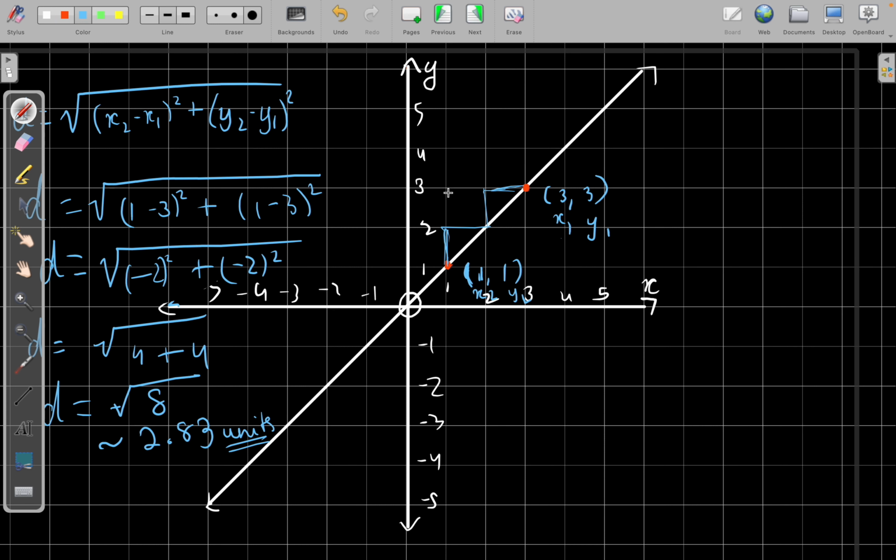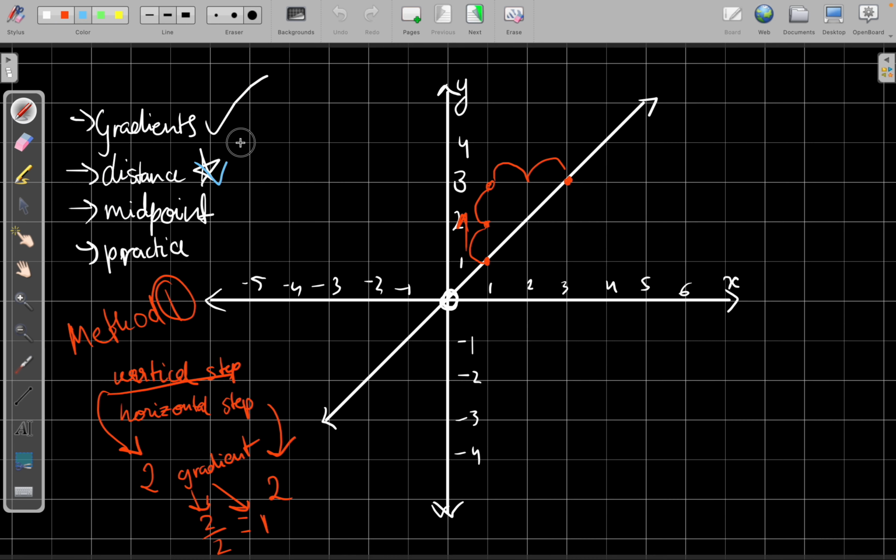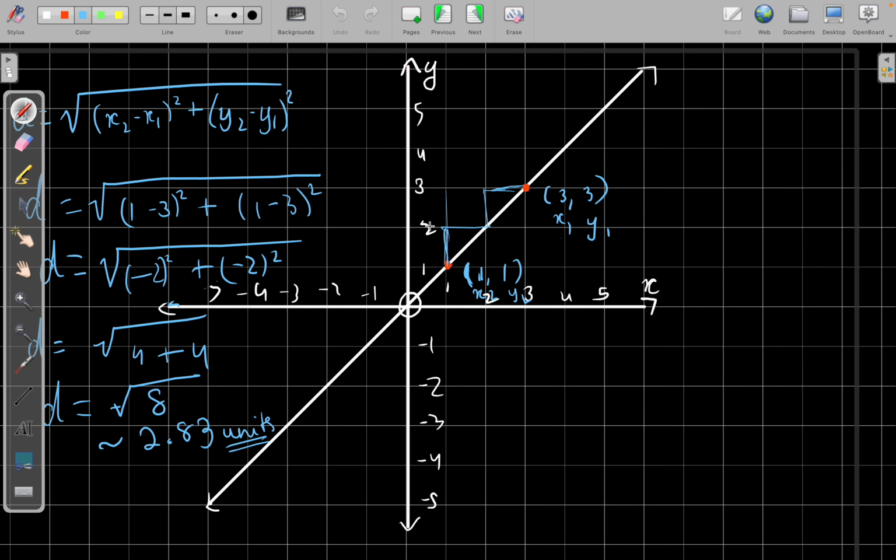Yeah, that's the distance formula covered. We have now covered the distance formula, and we're going to move on to the midpoint.